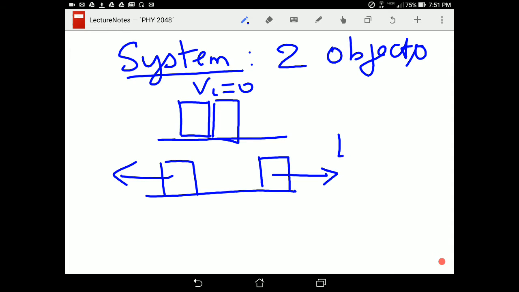And so this will be an example of what we will refer to as explosions, where the two things were initially together and then they get pushed apart. So that's the first case. Okay, so this will be one kind of example we'll discuss in detail.